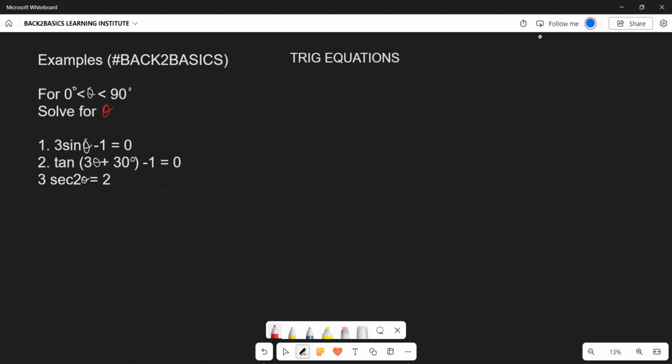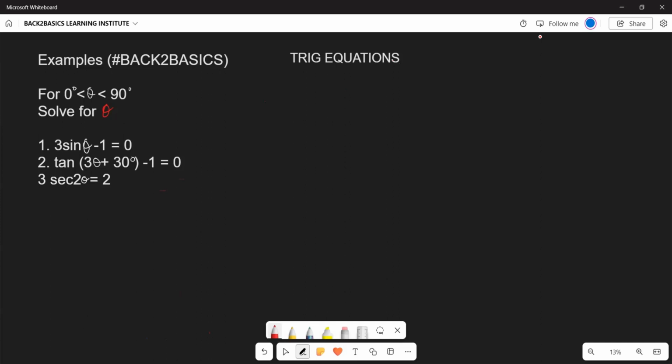Right? Now within our trig equations, we are seeking to find the value of our theta. So we want to solve for the value of theta. Now let's look at number one.